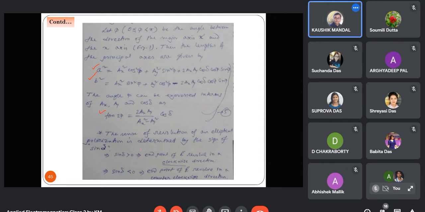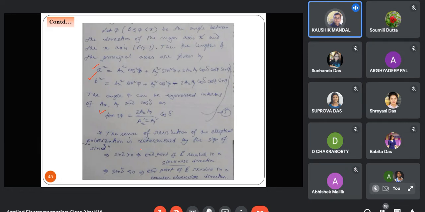Now another point, we have to know 3 parameters. One is the position of the ellipse with respect to the coordinate. Next is the shape of the polarization ellipse. Next, third one is the sense of polarization.